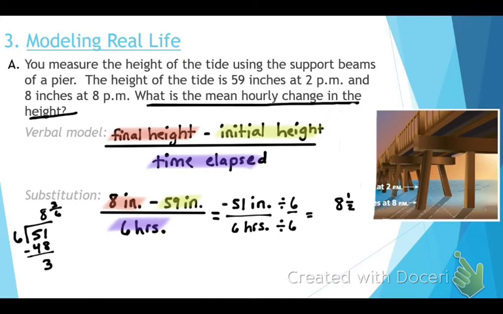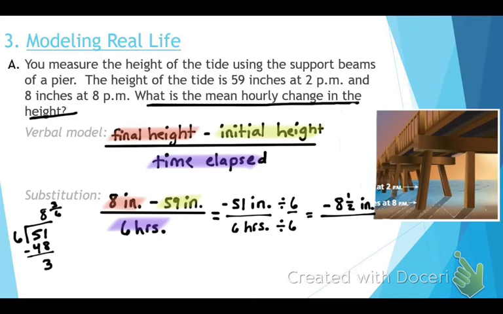But I want you to focus on this part right here. We were dividing a negative by a positive. There's only one negative there. So does my answer have to be positive or negative? Negative. It has to be negative according to the even and odd rule. And it's negative 8.5 inches.